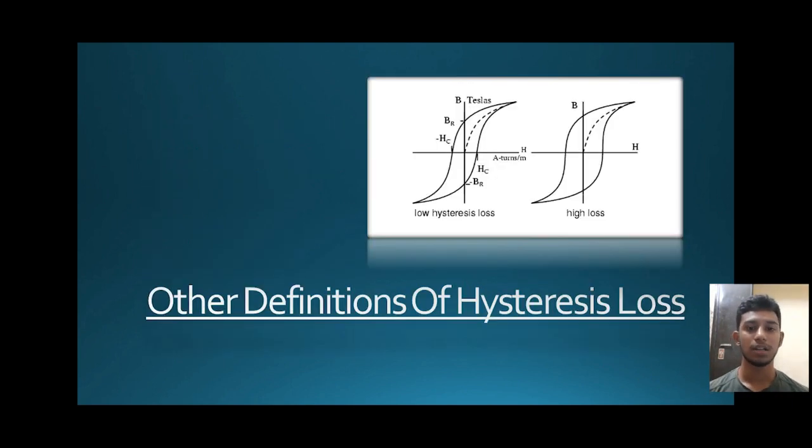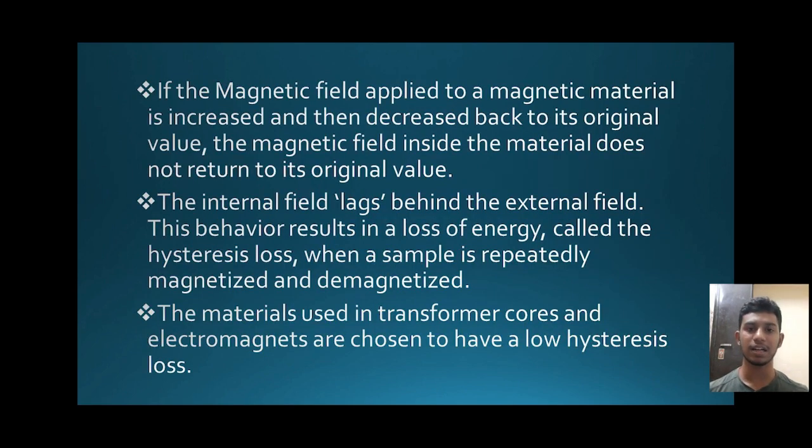Now let us see some other definitions of hysteresis loss. Firstly, if a magnetic field applied to a magnetic material is increased and decreased back to its original value, the magnetic field inside the material does not return to its original value, or the value it was at the start, before increasing the magnetic field on it.